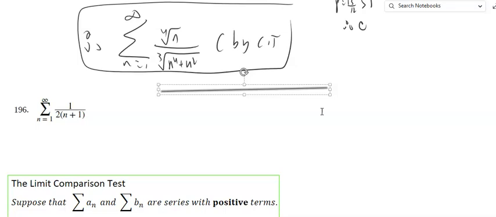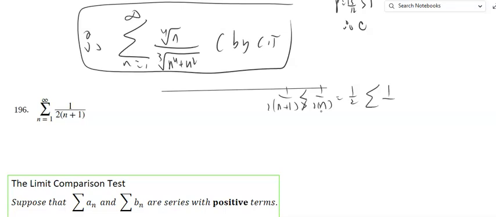I look at this problem and I say, look, I'm going to compare n plus 1 and n. This is bigger. 1 over, we'll switch this. Well, multiplying this by 2 doesn't change that fact. If I write this as 1/2 the series of 1 over n, I have a problem. This diverges. It's harmonic, or p equal 1, but this is bigger. That doesn't get me anywhere.